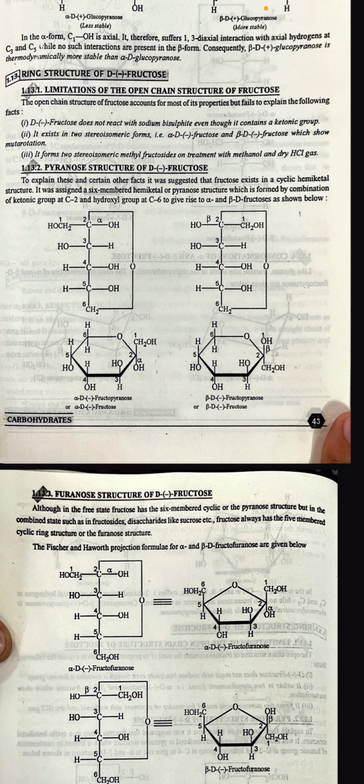Pyranose structure of D-fructose. To explain these anomalous effects, it was suggested that fructose exists in a cyclic hemiketal structure. It was assigned a six-membered hemiketal or pyranose structure, which is formed by the combination of the ketonic group at the C2 position with the hydroxyl group at C6 to give rise to alpha and beta D-fructose as shown below.